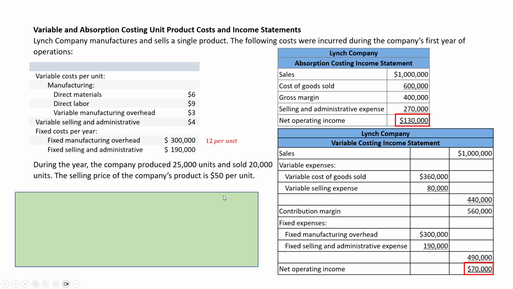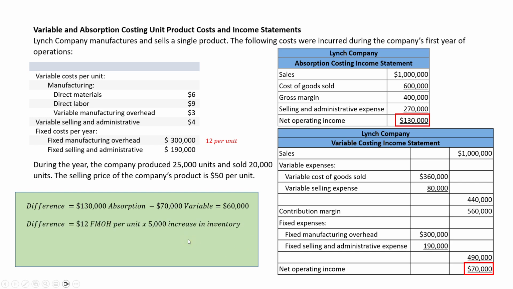Now, this is the important part of it for you as part of preparing your homework problems and also your exam. If you're still scratching your head and saying, I don't really get how they're different, I can also provide an explanation of that. Again, absorption costing net operating income is $130,000. Variable costing said $70,000. That's a $60,000 difference. I can explain where the $60,000 difference came from. Recall, the only thing that these two do differently when they prepare their unit product costs is how they handle fixed manufacturing overhead. And recall, fixed manufacturing overhead was $12 per unit.